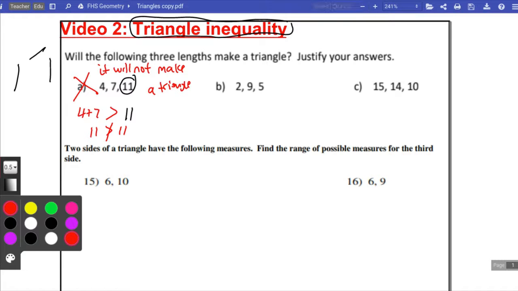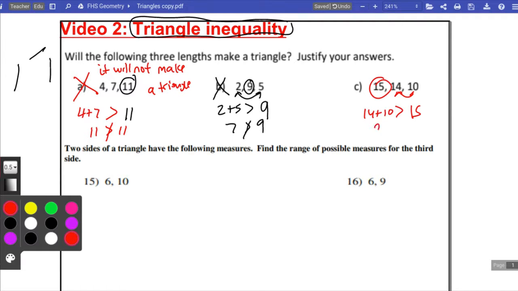Let's look at the second one. Biggest number, 9. Rewrite it right here. Then add up the rest. So 2 plus 5 has to be bigger than 9. 7. Is 7 bigger than 9? No. This will not make a triangle. Let's look at C. All right, identify the biggest number. 15. Write it right here. Add these up. 14 plus 10. Is that going to be bigger than 15? Yeah, it will be bigger than 15. So yeah, you are definitely going to have a triangle.